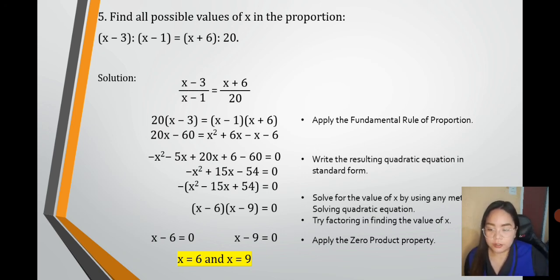So, solve for the value of x by using any methods in solving quadratic equation. But, dito, ang gagamitin natin is factoring in finding value of x. So, ang factor ng negative x squared plus 15x minus 54 is 6 and 9. So, apply the zero product property. Itatranspose natin yung negative 6 natin, magiging positive, and yung negative 9, magiging positive. So, our x is 6 and 9.